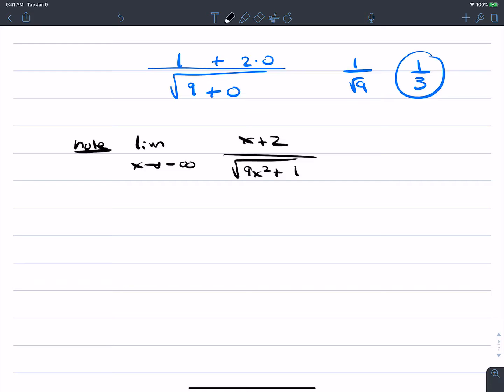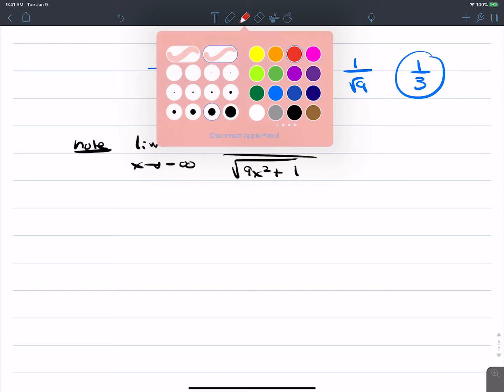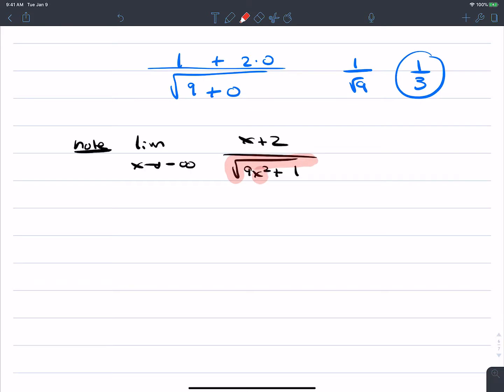Remember, what was the key here? The fact that you're taking the square root of x squared. You don't really have technically a rational function. You don't have a polynomial in the denominator. But we still use the same approach. We divide every term by the what? By the highest power, the variable, in your denominator.